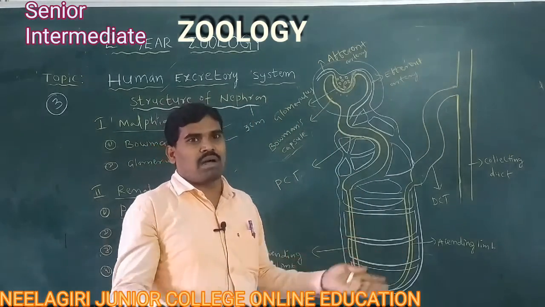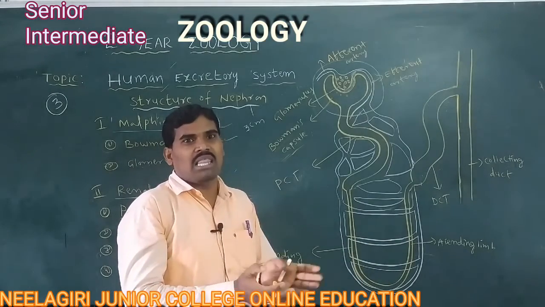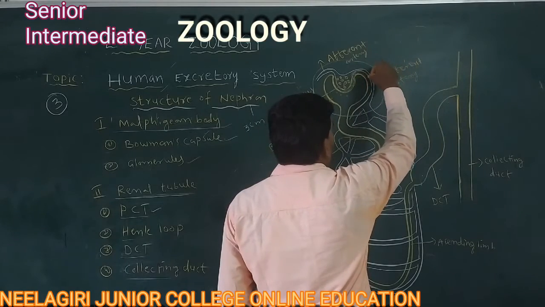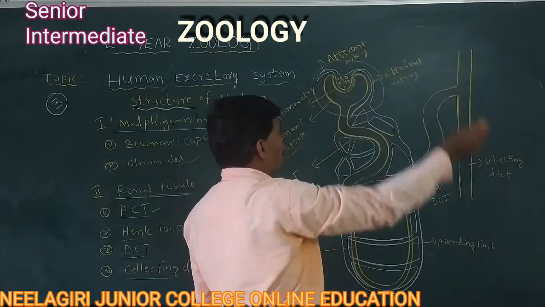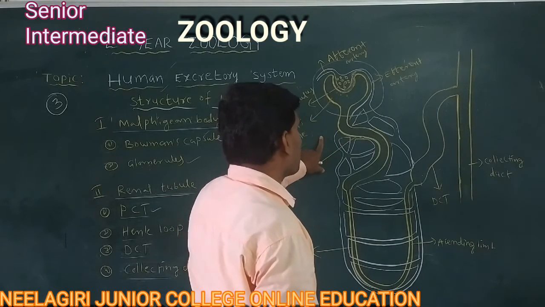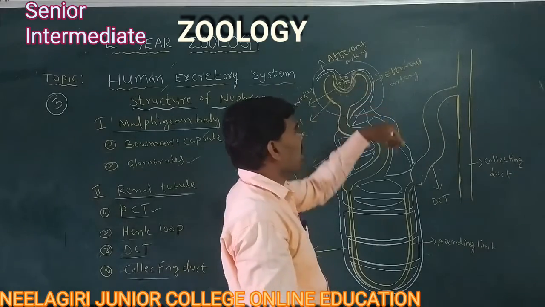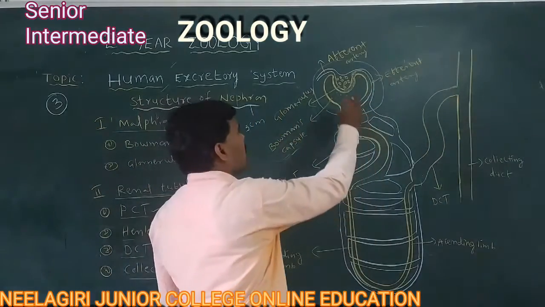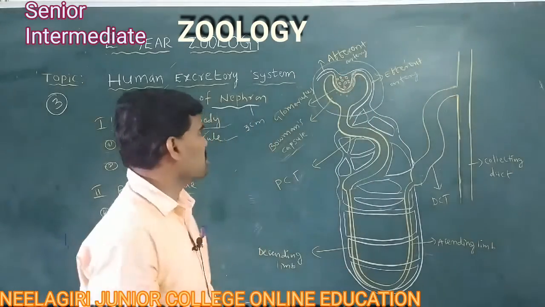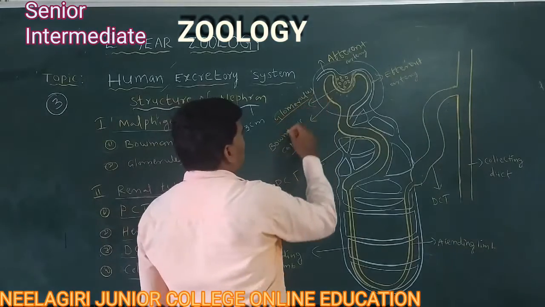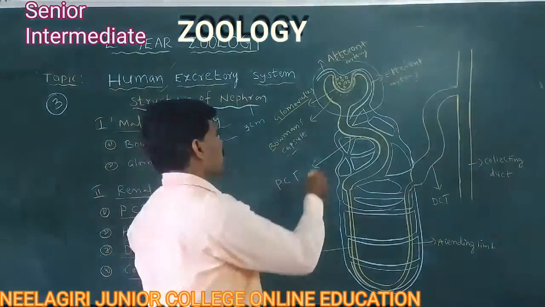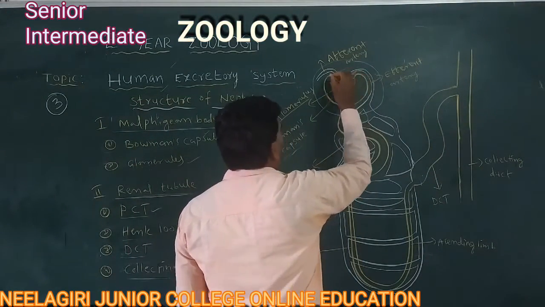These fine branches, the number of blood capillaries, are distributed within the Bowman's capsule, and the efferent arteriole comes out. This part of fine branching blood capillaries is called the glomerulus.